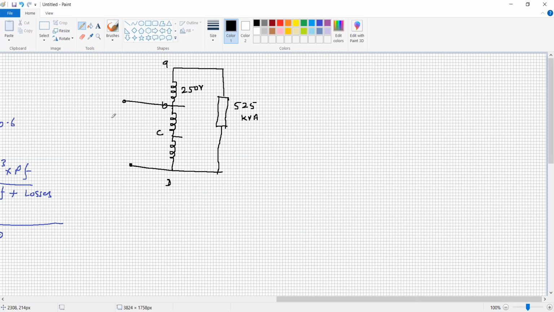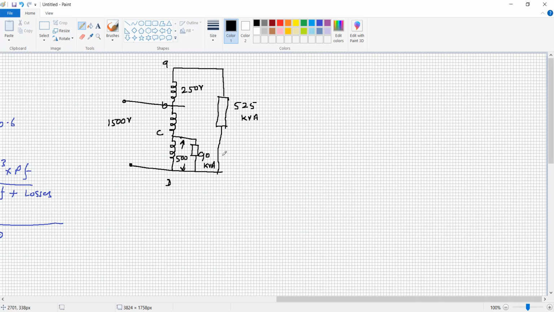Voltage connected is 1500 volt up to this one, and up to this one more load is connected, and the voltage is 500 volt. This is 500 volt. This voltage is not given, and here it is a 90 kVA. This is given.